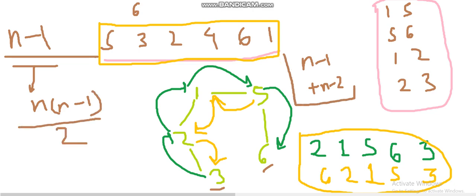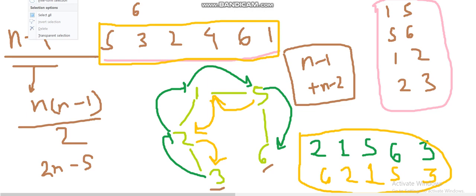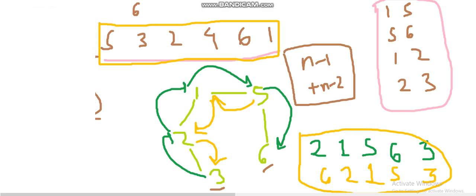For the first swap, 2n minus 3 operations are required. For the second swap, I think at most 2n minus 5 will be required, or 2n minus 5 or 2n minus 7, something like that. So we can sort the things. So now I will show you my code.